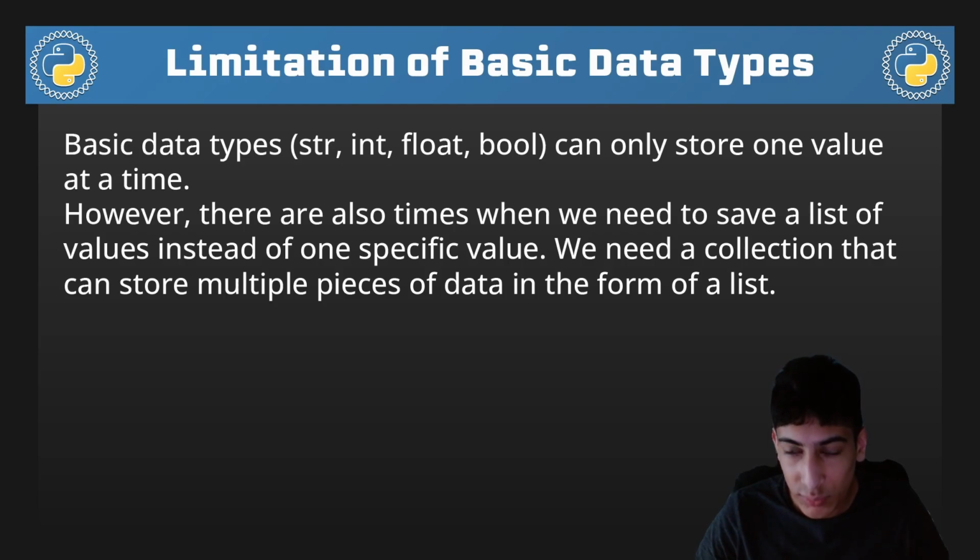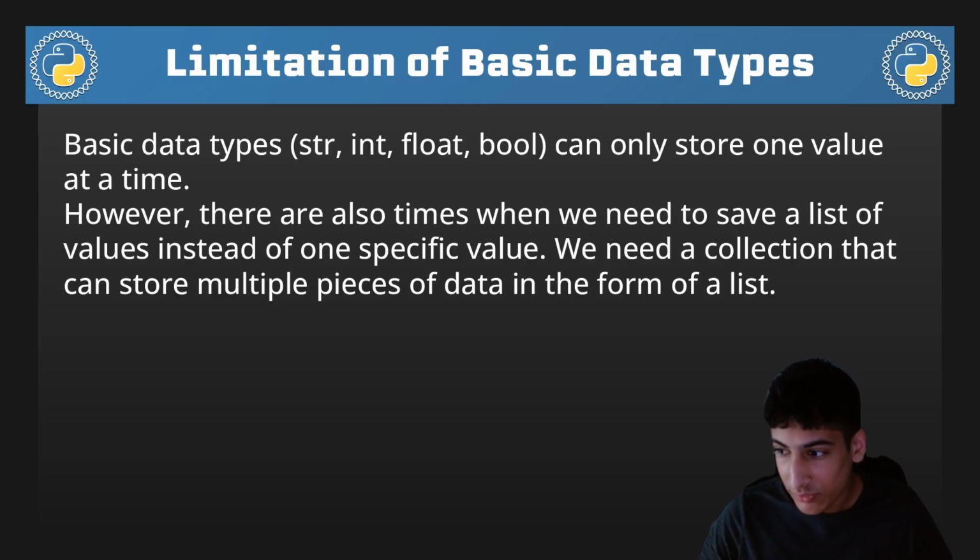So this means if we wanted to store multiple pieces of information, then we need multiple variables to store all that data. However, there are also times when we need to store a collection of values, multiple pieces of information, instead of just one specific value. A real-world scenario which demonstrates this problem is storing the names of all the students who are in a specific class. With just strings, we'd need separate variables for each of the students' names.